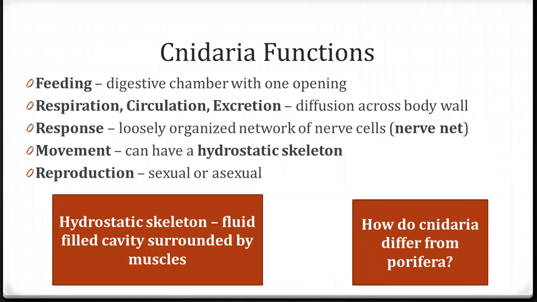The Cnidaria functions, feeding, they have a digestive chamber with one opening. Respiration, circulation, and excretion are still involving diffusion across the body wall. Response, they have a loosely organized network of nerve cells, so a nerve net is what it's called. Movement, they can have a hydrostatic skeleton, which helps them move, and that is a fluid-filled cavity surrounded by muscles. And then reproduction can be sexual or asexual.